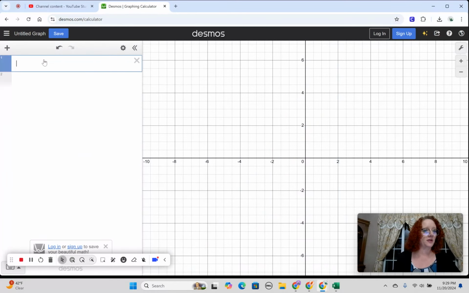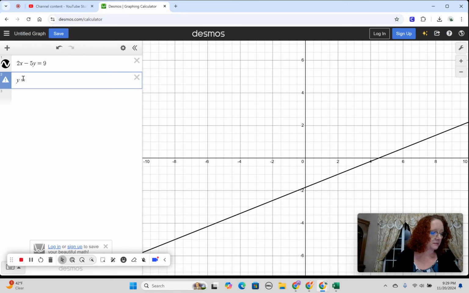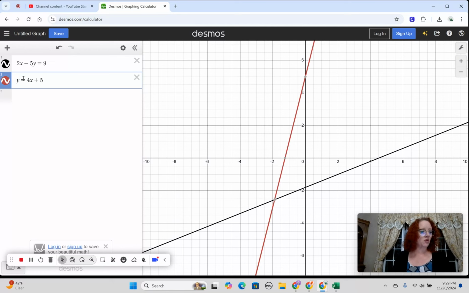Okay, so let's try another one. You can use Desmos to solve two equations. Okay, there's one. And here's the second one. So from the graph, you can see where the two lines intersect, telling us the solution to the system. And of course, I can hover over that point and see the actual values of the point of intersection.